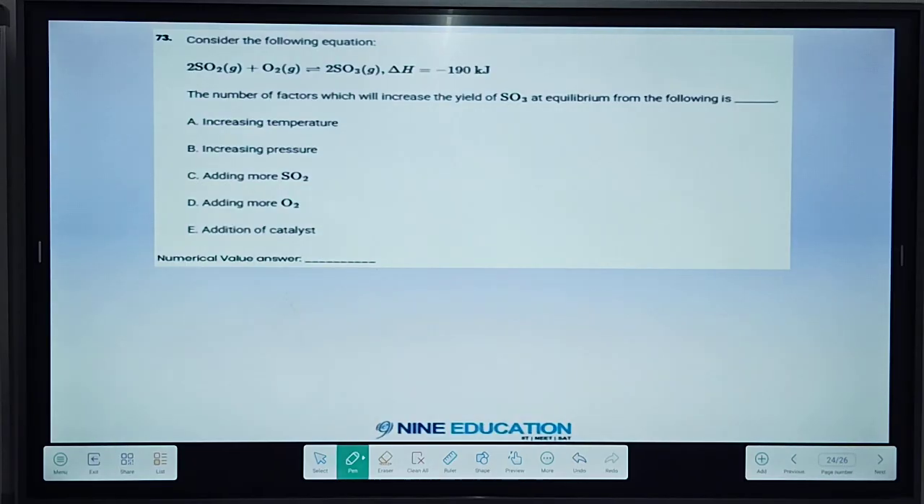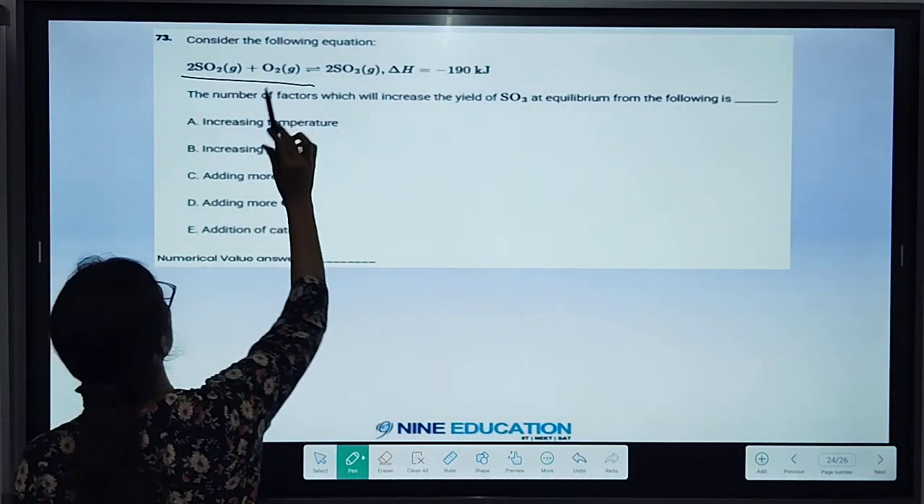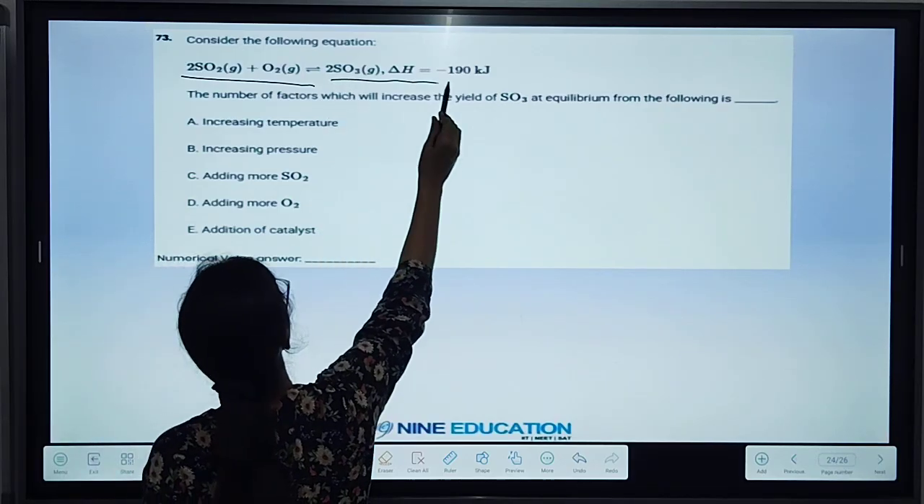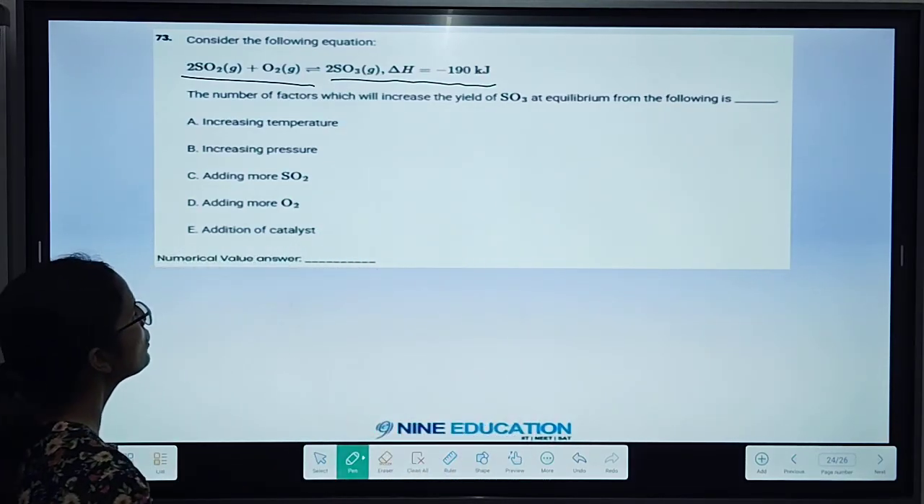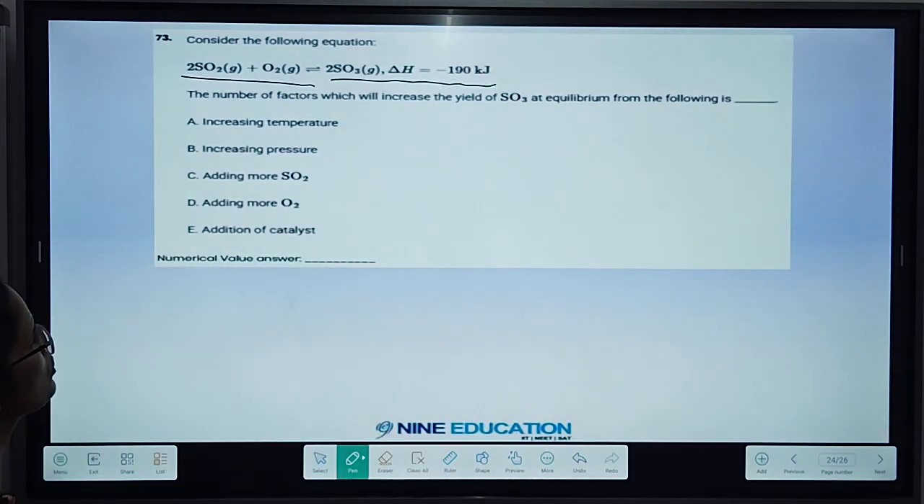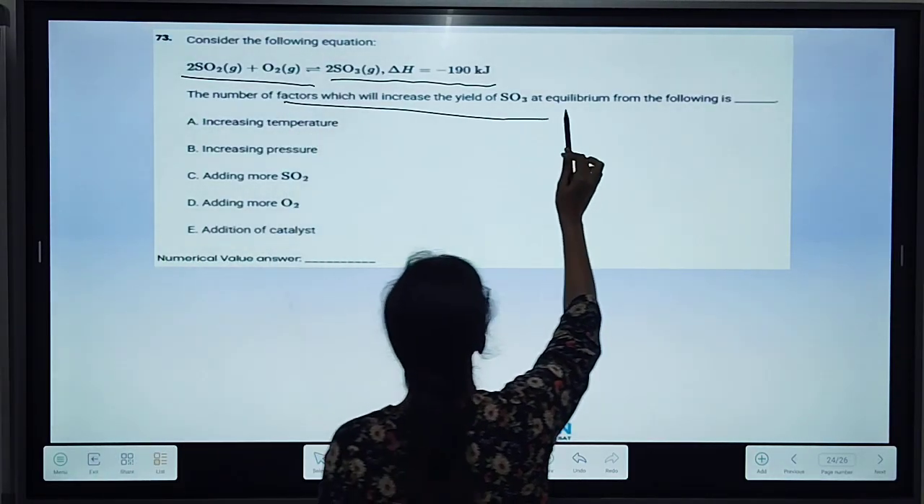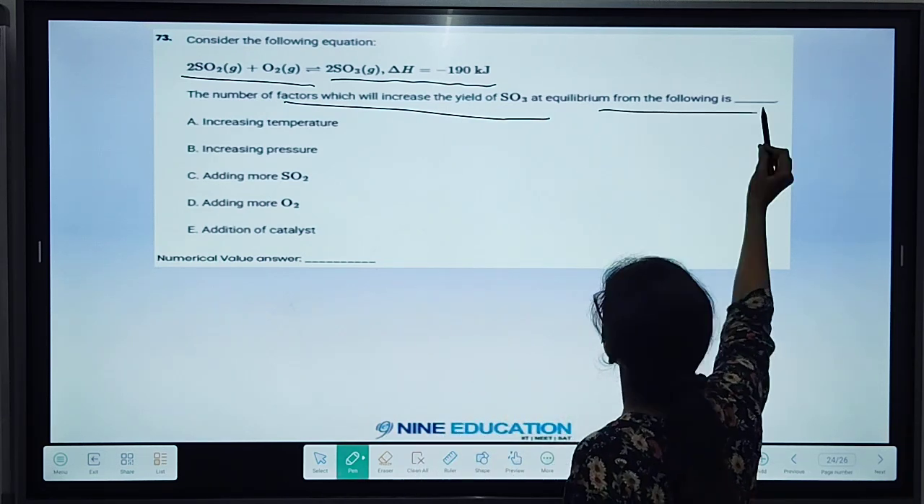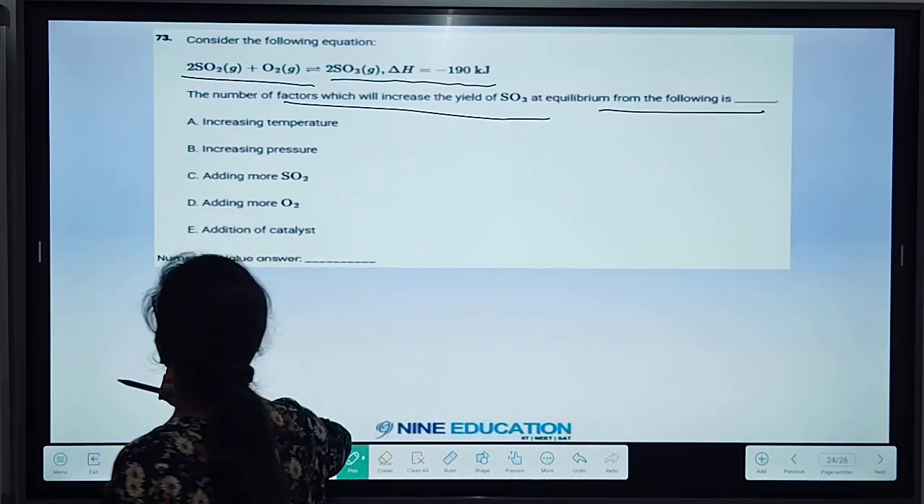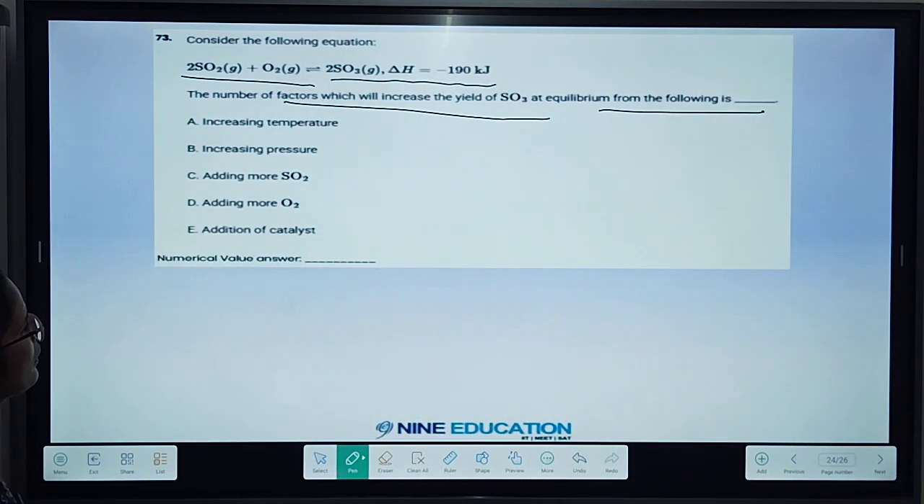Coming to 73, consider the following equation: 2SO2 gas plus O2 gas giving us 2SO3 gas, and delta H is equal to minus 190 kilojoule. Okay, exothermic. Fine. We need to talk about the number of factors which will increase the yield of SO3 at equilibrium from the following. There are some 4-5 factors are there.